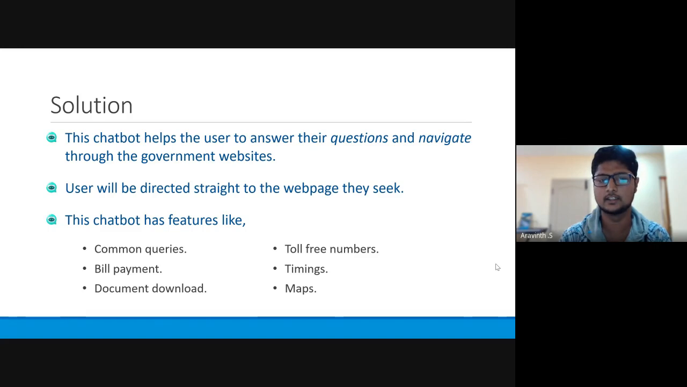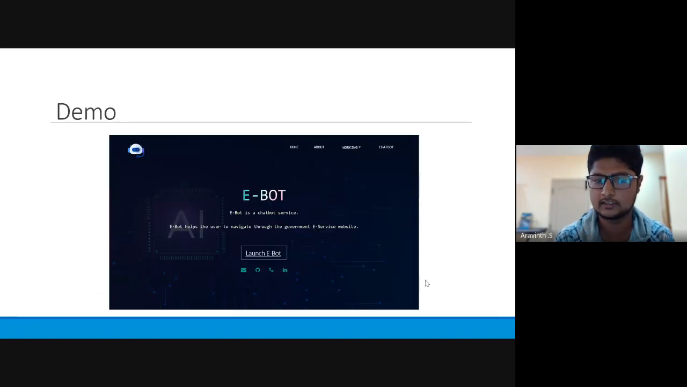The chatbot has many features, but right now it has only 3 to 4 features: common queries, toll-free numbers, bill payments, downloading documents, timings, and maps. Without any further delay, let's jump into the demo.